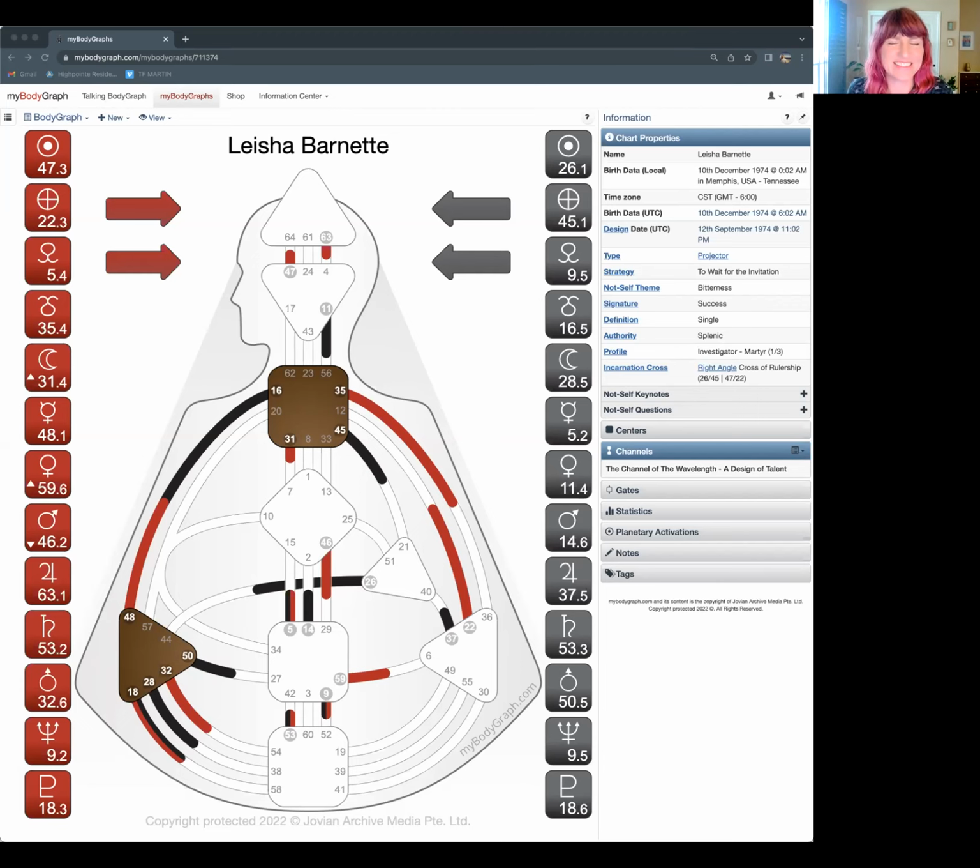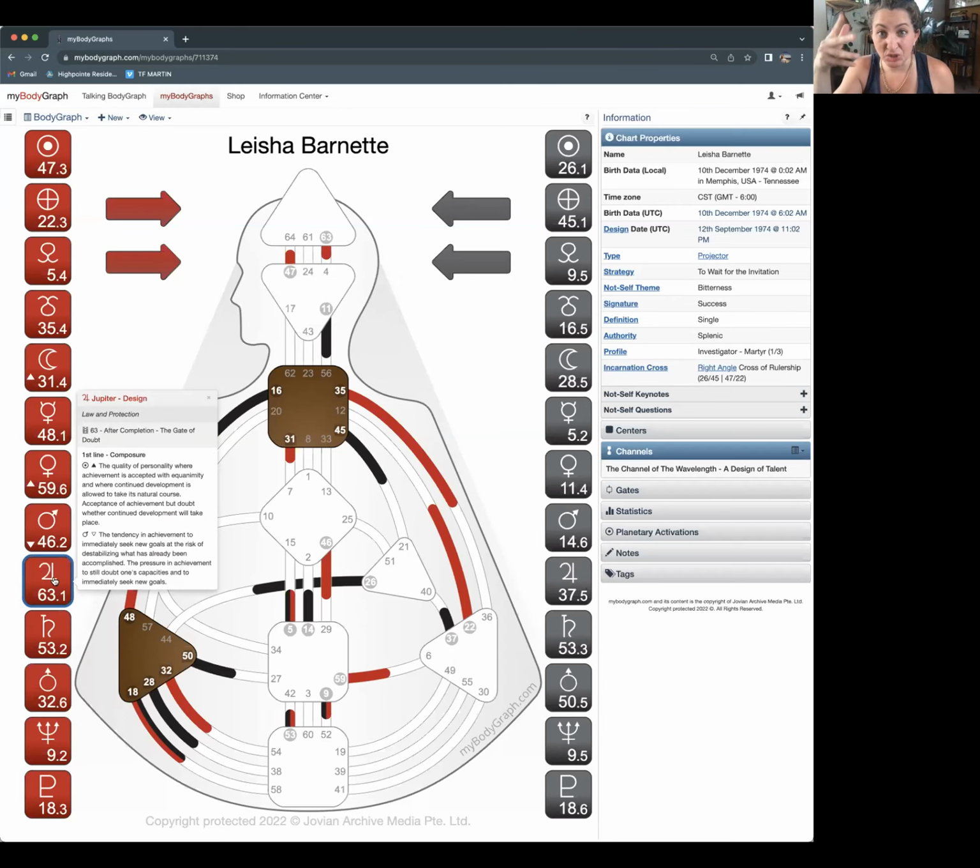You want me to pull yours up? It doesn't matter. Just scroll over your 63 for a second and show them that. So she's talking about doubt after completion. It's in her design side, the red side, the unconscious side, and then Jupiter is in the first line. But the idea is there are so many layers to it. There could have been any planet or any of the 6 lines, and each of the 6 lines with each of the planetary combos has a different meaning.